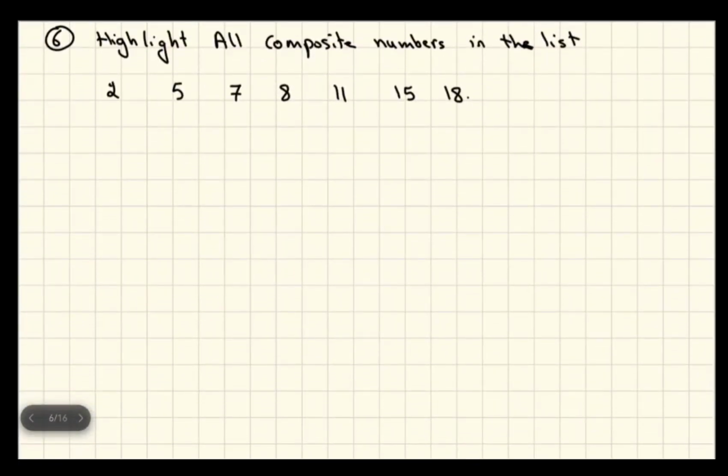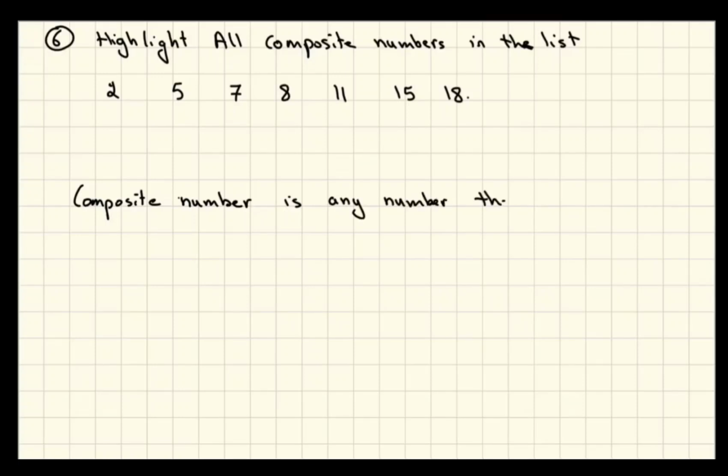Number 6. Highlight all composite numbers in the list. Whenever I say composite number, it means any number that is not prime. So a composite number is any number that is not prime. Now, what is the meaning of prime number?